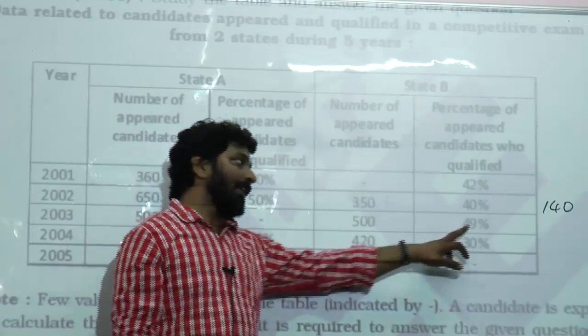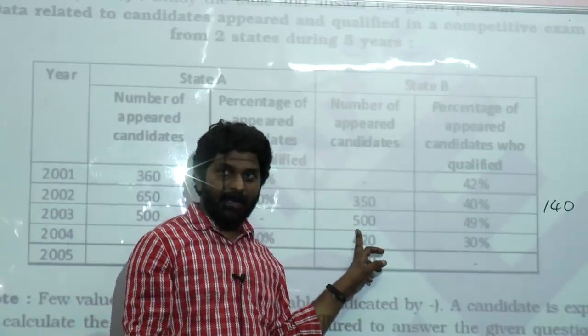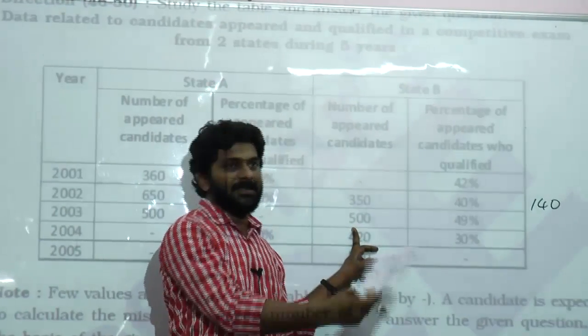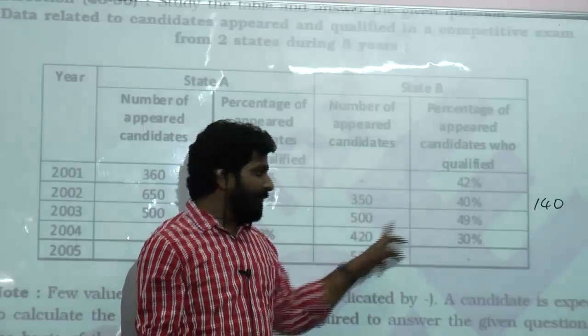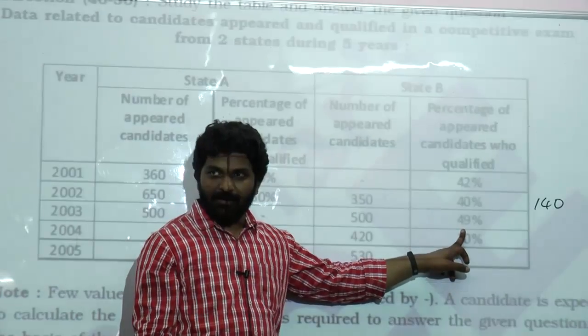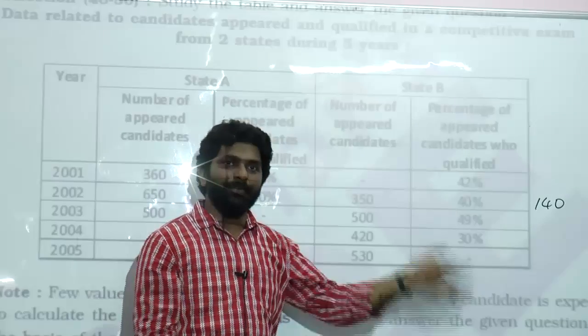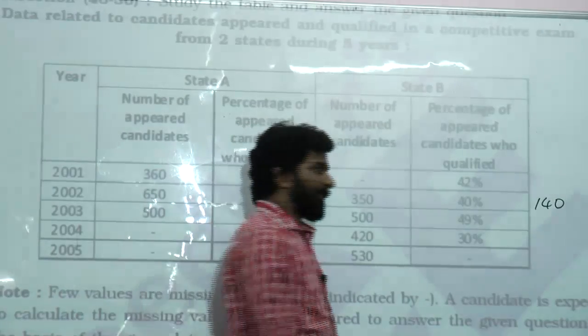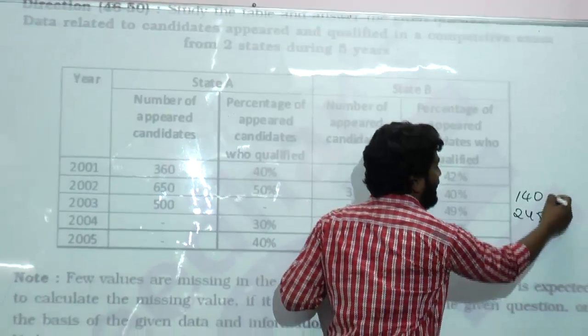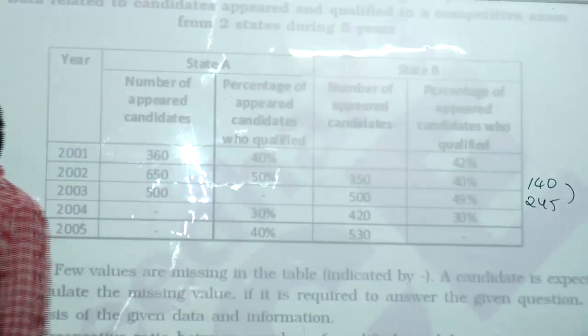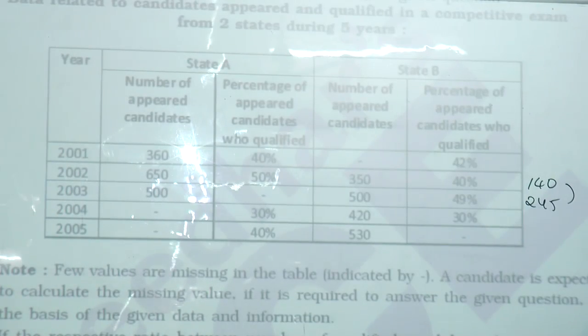And now you need to calculate 49% of 500, which will be equal to 500% of 49. Is 5 times of 49? Yes or no? Treat 49 as 50 minus 1 into 5. 250 minus 5. 245. You asked about difference between 245 and 140, that is 105.